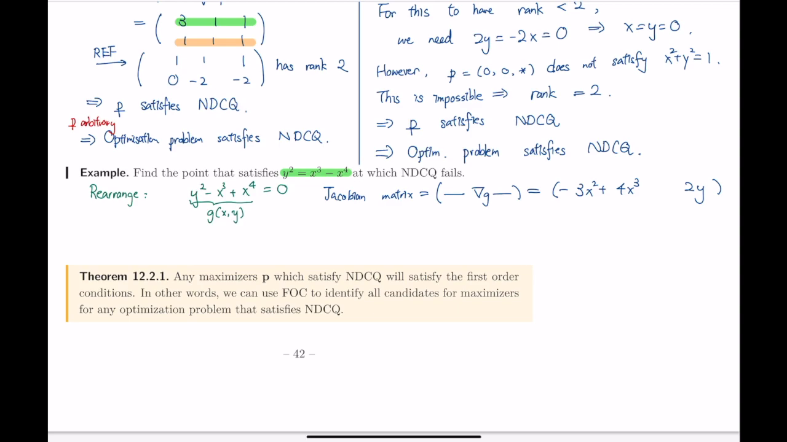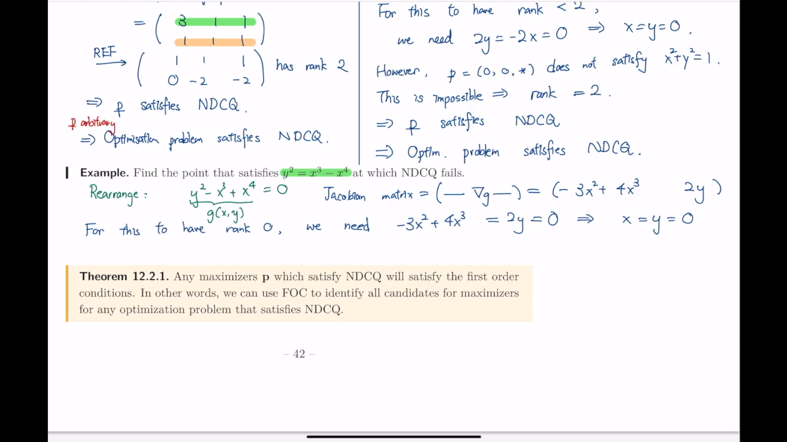And then you want this to have rank strictly less than 1. That means that you want this to be a 0. Okay, you want this to be of rank 0. That means that both of these are 0. So for this to have rank 0, we need minus 3x squared plus 4x cubed and 2y to both equal 0. Alright? But then this is very easy to solve. You realize that in this case, that means that x equals y equals 0.